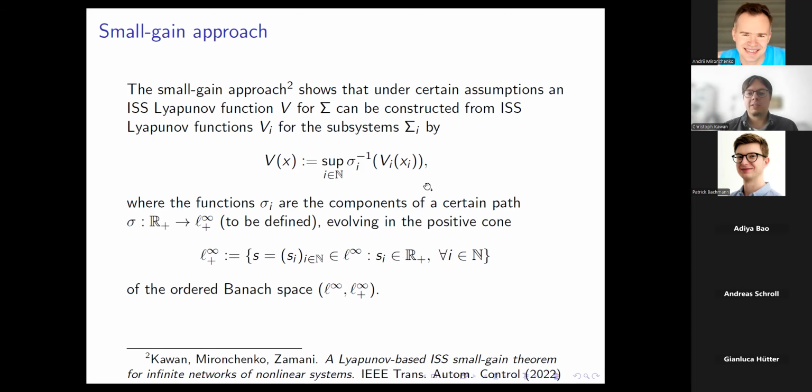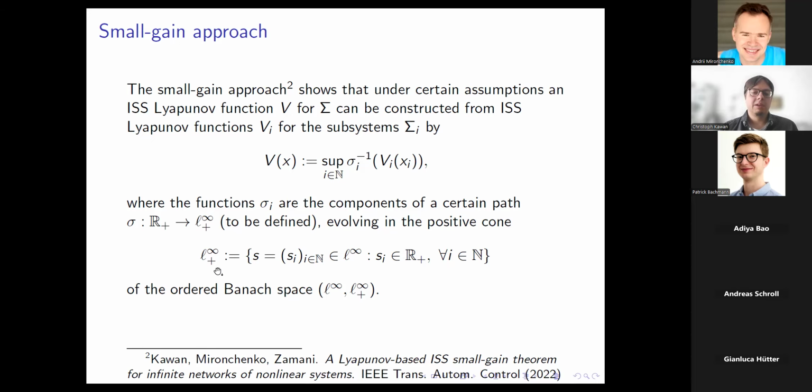So V of x, well, you take the components of this vector x, the xi's, you apply the Lyapunov functions of the subsystems, and you also apply some scaling. This is an inverse of a function sigma i, and then you take the supremum over all of this. So what is the sigma i? The sigma i's are the components of a certain path, sigma from R plus into L infinity plus. Well, what is this? Well, the properties of these paths I will define a few slides later, but what is L infinity plus? This is, again, a cone in some Banach space.